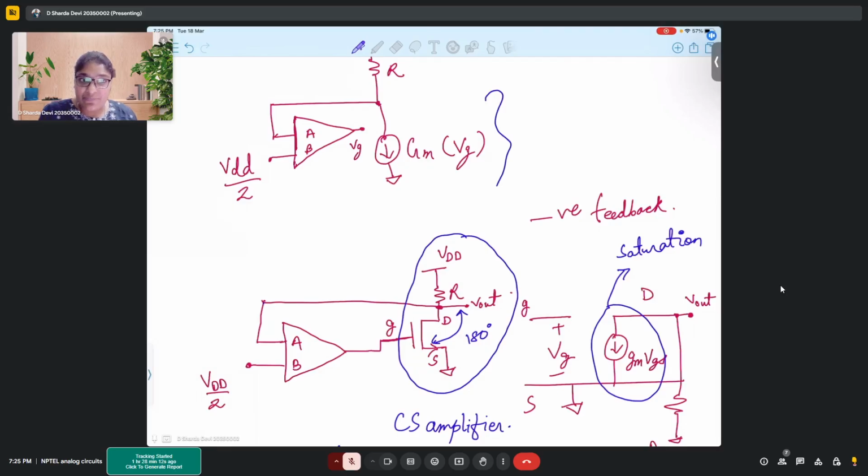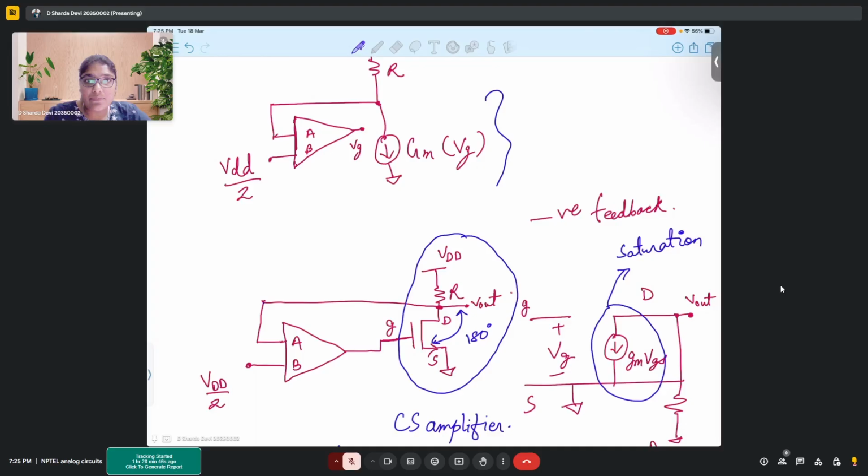Are you satisfied with my argument? A little bit of confusion, madam. Where is the confusion? This MOSFET is providing 180 degrees phase shift. Yes. And this MOSFET is there in the feedback path. Yes. Then a 180 degrees signal is coming. So from that we can conclude that A is negative. Yes. A is negative.